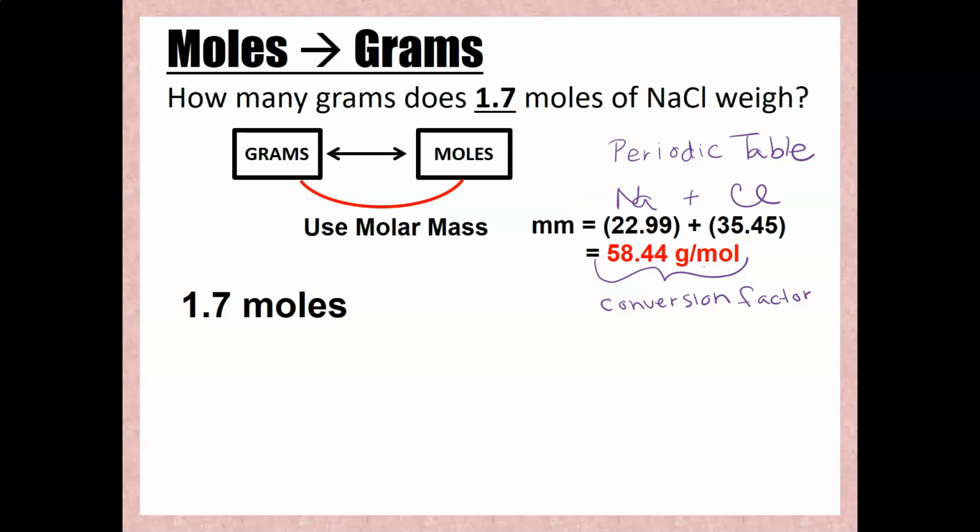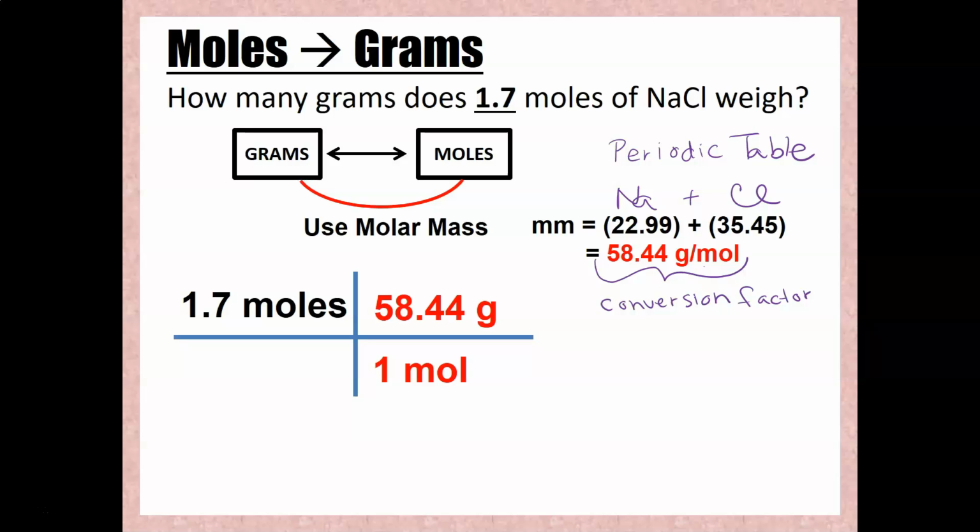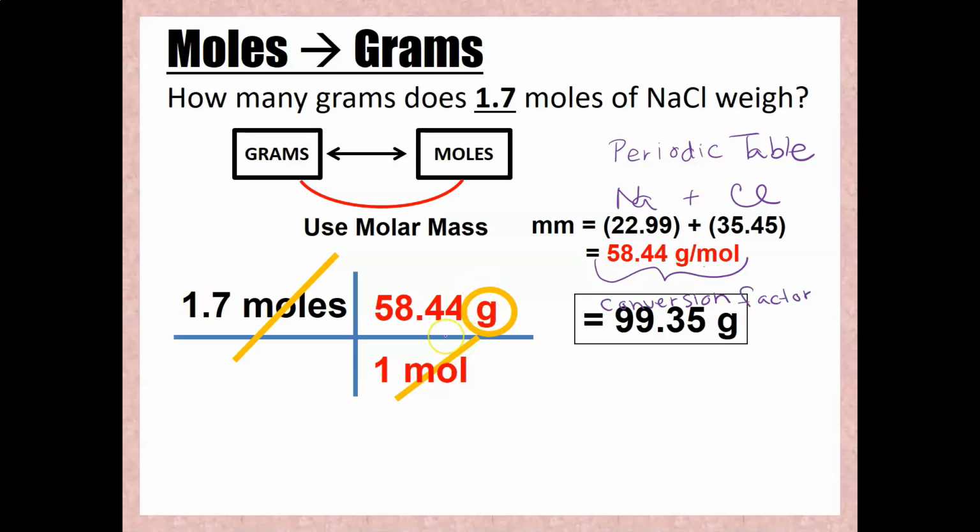So I start with my known value. I'm going to use my line method. I'm going to see that I'm trying to cancel moles. So 1 mole goes on the bottom. By definition, molar mass is how much 1 mole of something weighs. And because it's sodium chloride, I'm going to have 58.44 grams on the top. My moles cancel. I'm left with grams. I punch that in my calculator, and I get 99.35 for my grams.